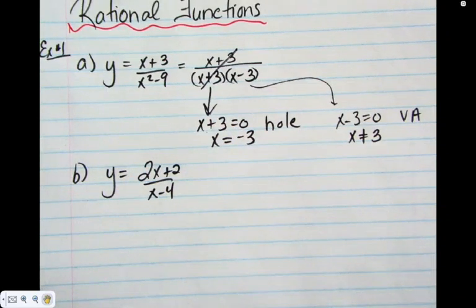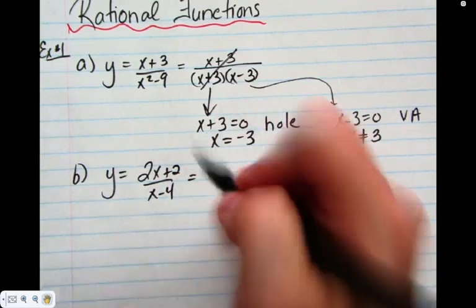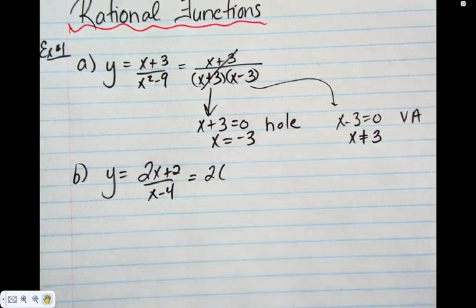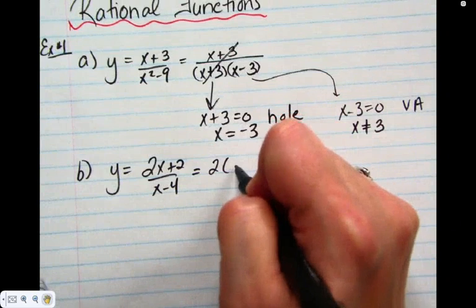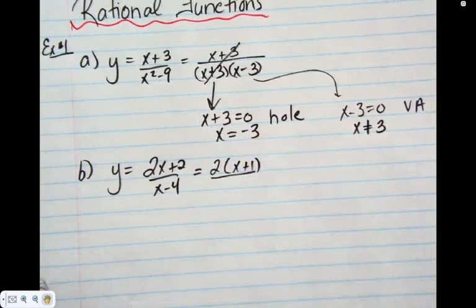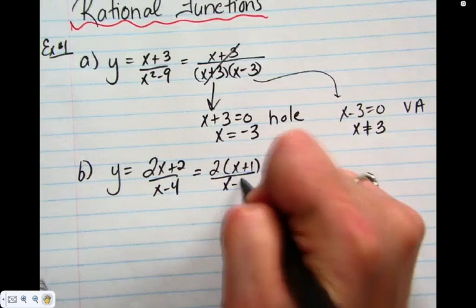Factor anything you can. Can we factor the top? Well, it doesn't have a square, but what does it have? Common factor. So what can I factor out of the top? A 2. What's going to be left? Perfect, x plus 1. Can I factor the bottom? Nope, so I'm just going to leave it, x minus 4.